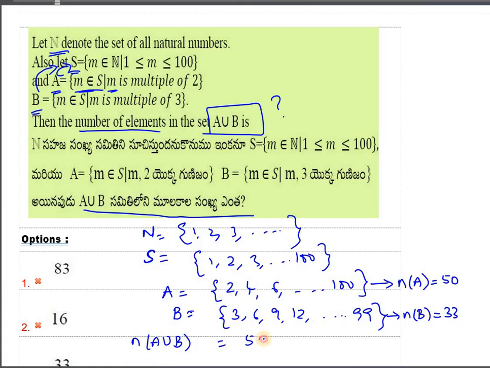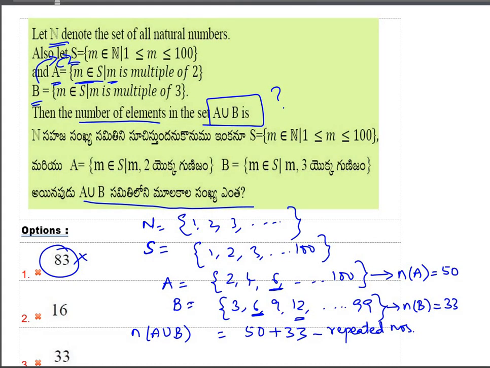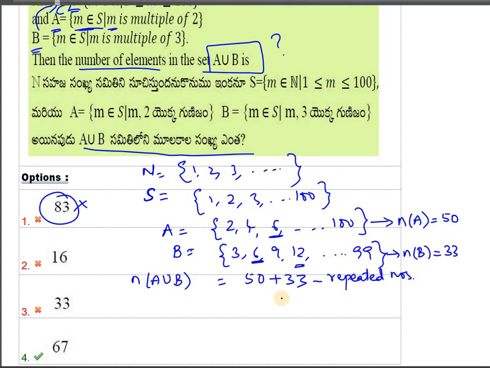In A you have 50. In B you have 33. But here you have to be very careful. This is not 83. Don't make this mistake. So what you have to do? For example, 6 is repeated. 12 will also be repeated, and 3 sixes are 18 is also repeated. So repeated numbers you have to remove. So the number of elements of A union B means you have to remove the repeated numbers. What are the repeated numbers? I will write them here. The repeated numbers will be 6, 12, 18, 24 and so on, which are in both sets.